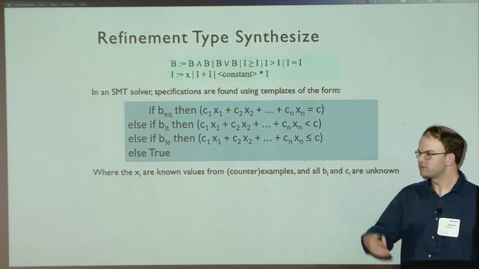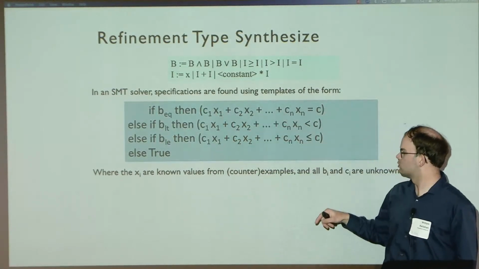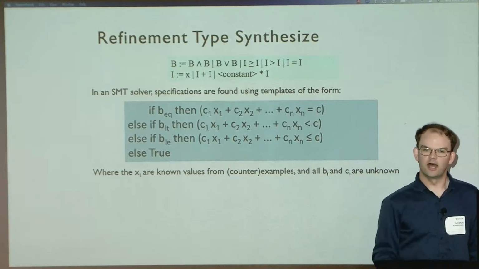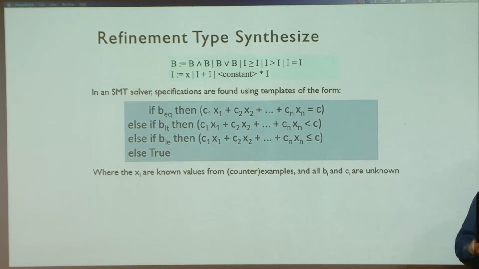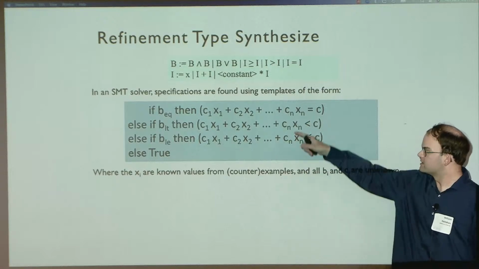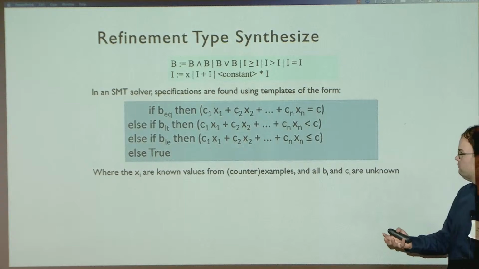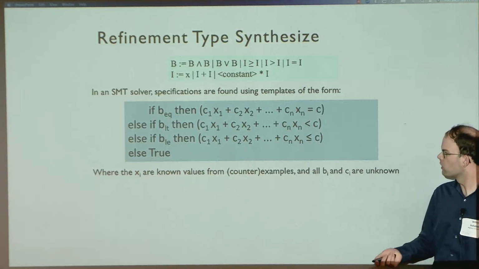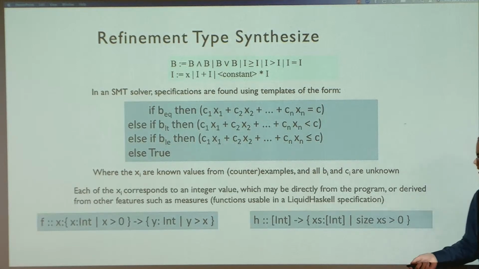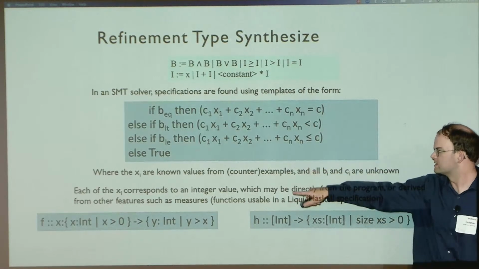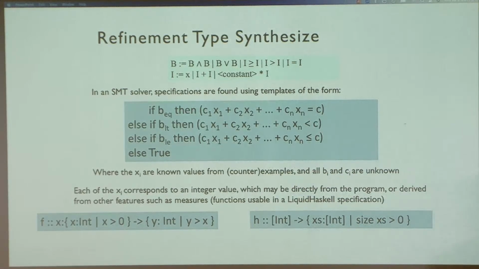Our specifications are over a bunch of values, which correspond to x1 to xn here. Those are values that would be concrete and are coming from our counterexamples. And then C is the coefficients for those that would be appearing in the specification. Because we're trying to synthesize them in the SMT problem, they're unknown variables that we need to solve for. Each of these xi is either an integer value that comes from the program, or it's somehow computed from something in the program, so it would correspond to the size of a list, for example.